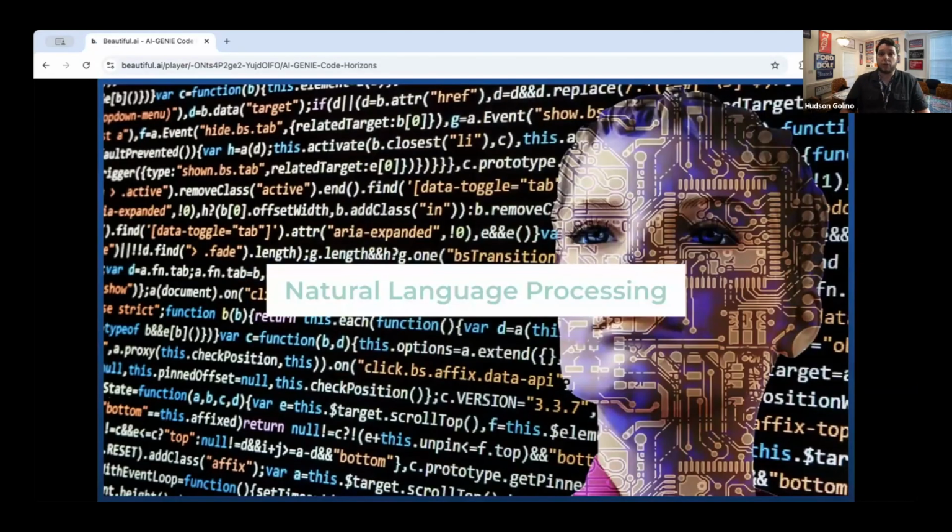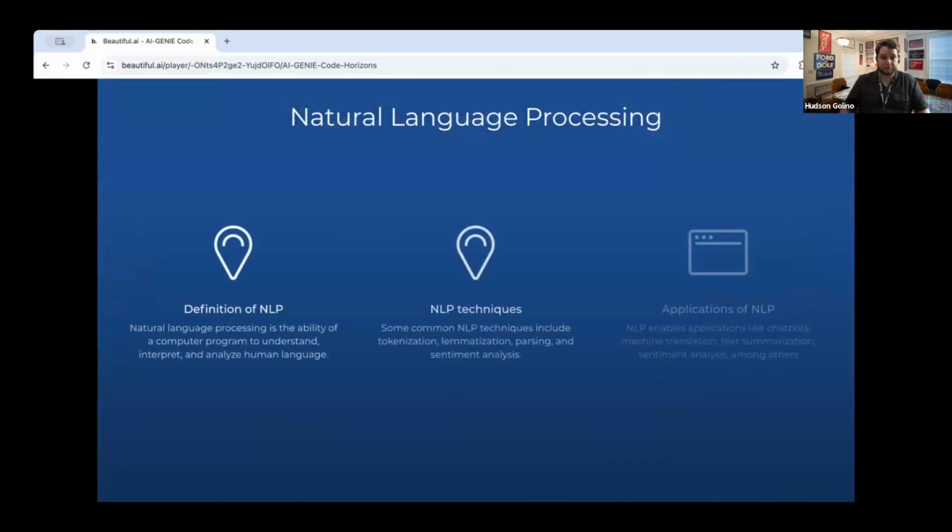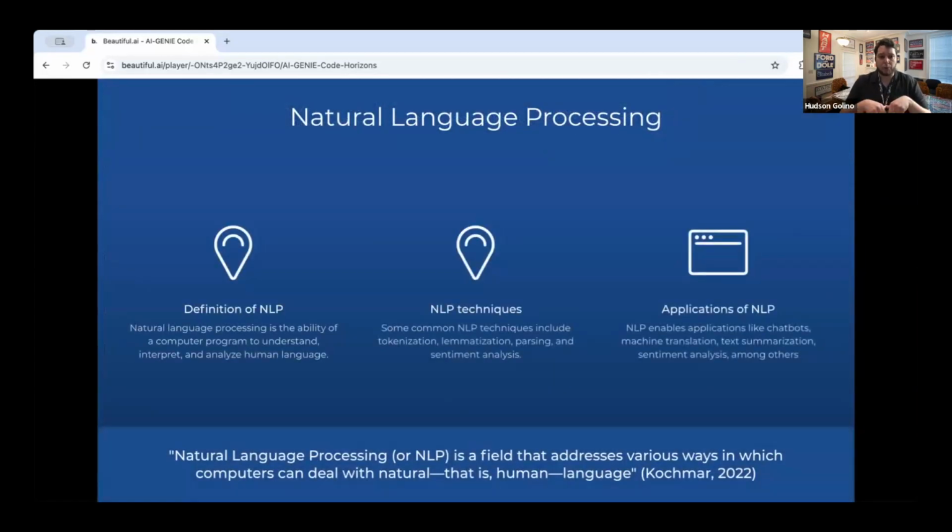To talk about artificial intelligence in large language models, we need to talk about natural language processing. So natural language processing is the ability of a computer to understand, interpret, and analyze human language. So techniques from natural language processing involves doing sentiment analysis, doing text summarization, doing machine translation, and many other things.